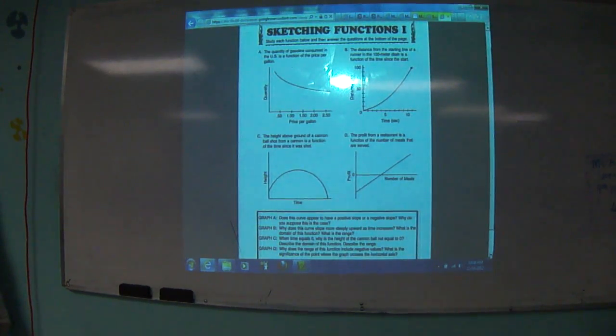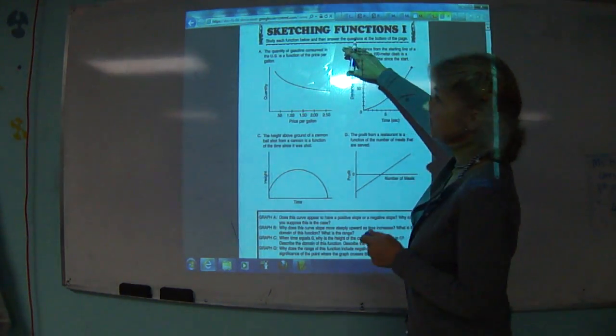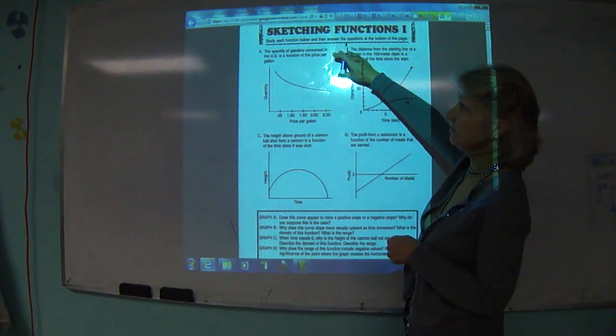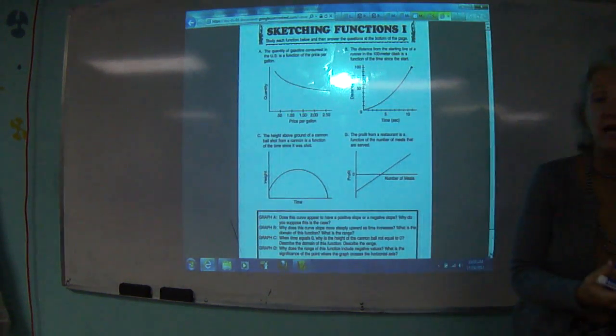All right, this is sketching functions 1. Graphing is a way to represent what happens in the real world. Sometimes we don't feel that way, but it actually is. So right here we're talking about the quantity of gasoline consumed in the U.S. is a function of price per gallon.